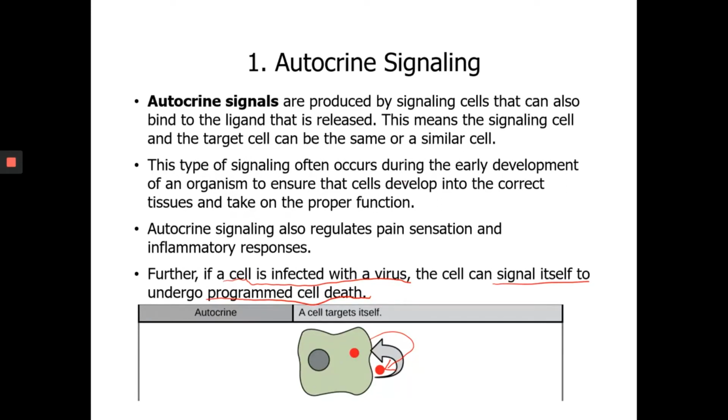This type of signaling occurs a lot during early development. Signals produced by the cell itself can tell the cell to develop into the correct tissue and develop proper functions. So the signals will tell undifferentiated cells to develop into muscle cells, okay? Or brain cells, or even skin cells.